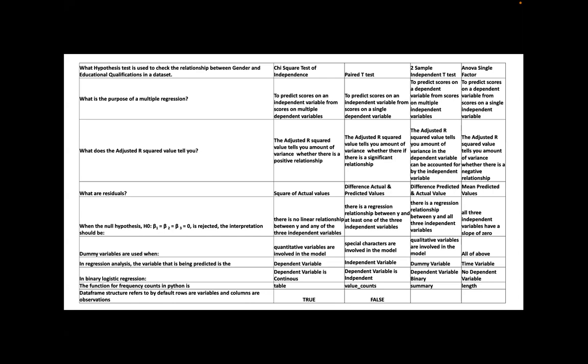Why chi-square? Both of them are non-numeric categorical variables, right? How will you find the relationship between non-numeric variables? Chi-square test of independence. What is the purpose of multiple linear regression?